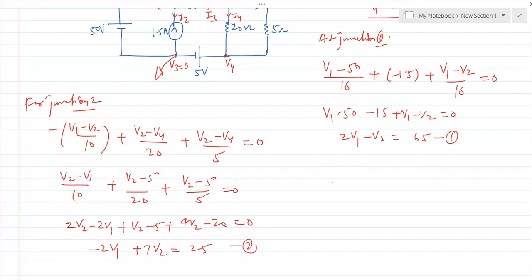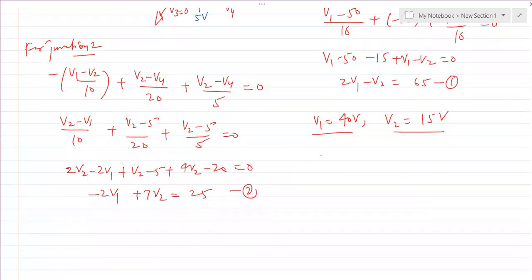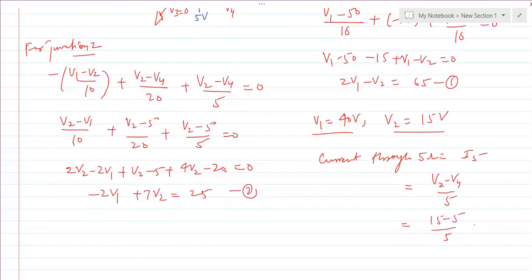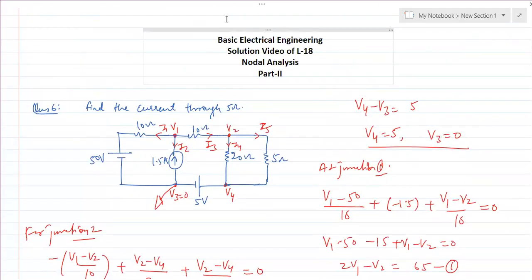Solving equations number 1 and 2 by calculator, we get V1 equal to 40 volts and V2 equal to 15 volts. These are the two values we get for V1 and V2. Now we have to find the current through the 5 ohm resistor, and the current through it is I5. The current through 5 ohm is I5, whose value is (V2 minus V4) upon 5, and (15 minus 5) upon 5 gives you 2 amperes in the downward direction. So this is the answer of this question. It's a very simple question for nodal analysis. Let's go with the next one.